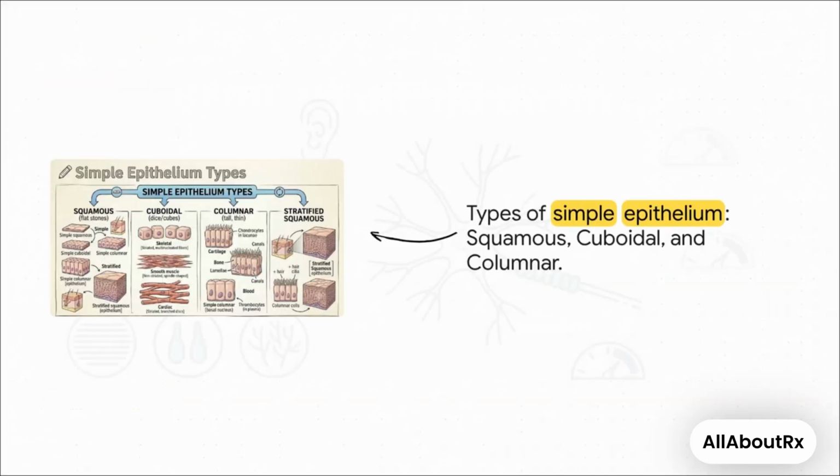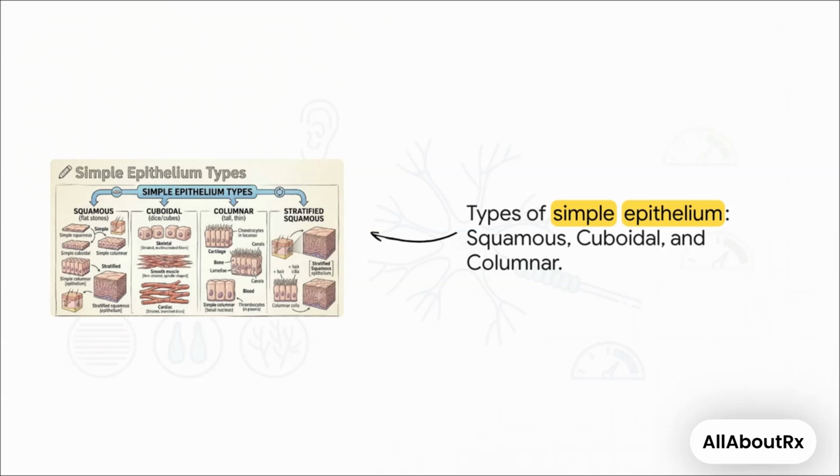Beyond just the layers, we classify these cells by their shape. The golden rule here: flat equals squamous, a cube is cuboidal, and tall means columnar. Squamous cells look like little flat stones, and because they're so incredibly thin, they're perfect for rapid gas exchange in places like your lungs.